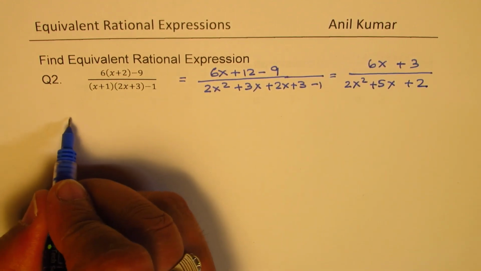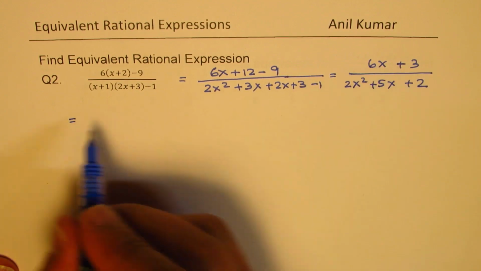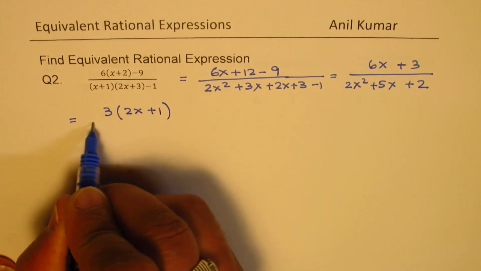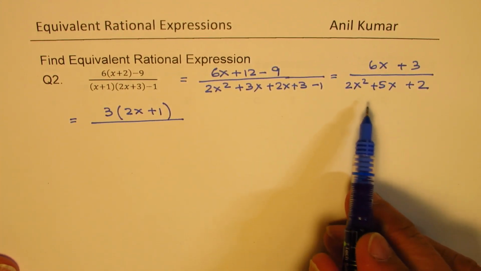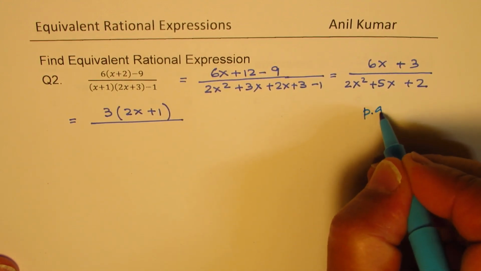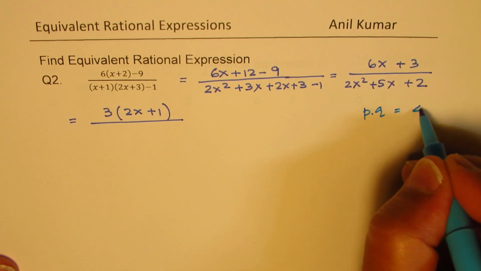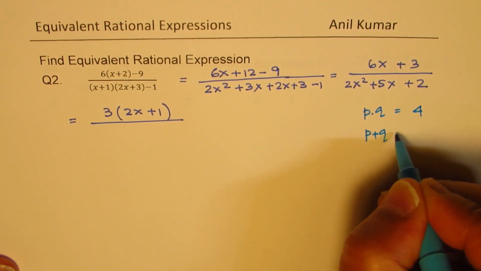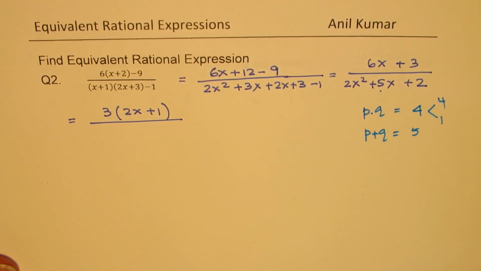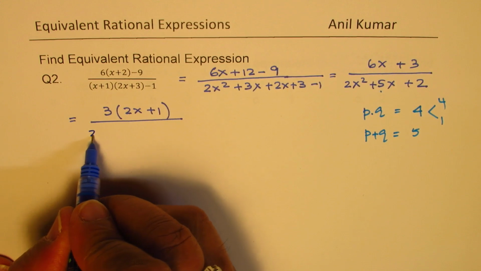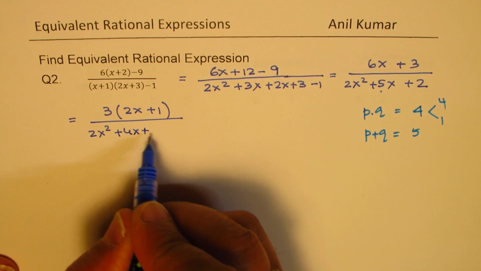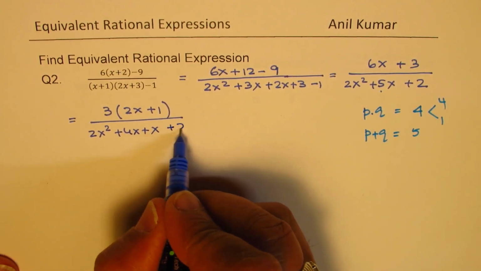Now, let us factor this. So the numerator, we can take 3 common. So we get 3 common, 2x plus 1. And let's look into the denominator. We are looking for two numbers p and q, whose product is 2 times 2, 4, and sum of p and q should be 5, correct? So clearly the numbers are 4 and 1. So I'll write the denominator as 2x squared. Instead of 5x, we'll write this as 4x plus x, and we have plus 2 here.